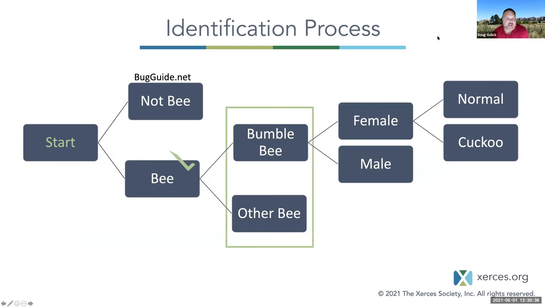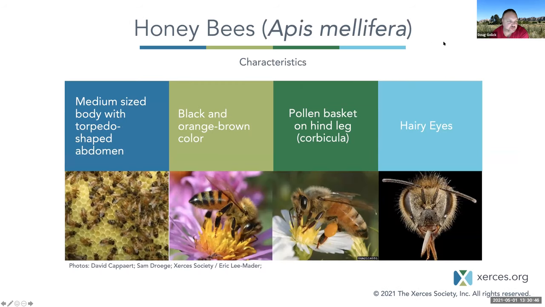So once you figure out it's a bee and not something else, then you want to think about whether it's a bumblebee or a different species of bee. Honeybees are another very common bee that you're going to see on a lot of flowers because there are a lot of beekeepers in Nebraska. And you're going to see them in different spots, especially attracted to flowers when you're looking for bumblebees.